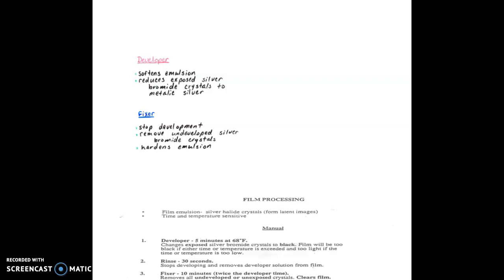The developer softens that emulsion. It reduces those silver halide crystals or silver bromide crystals into metallic silver. That's what's going to give you the radiolucent areas in your image. And then the fixer stops the developing, and it removes any of the undeveloped, meaning unexposed, silver bromide crystals and cleans them away. That's what gives you the radiopaque areas. Radiopaque is actually clear to a certain extent. And then it rehardens the emulsion to make the image permanent.